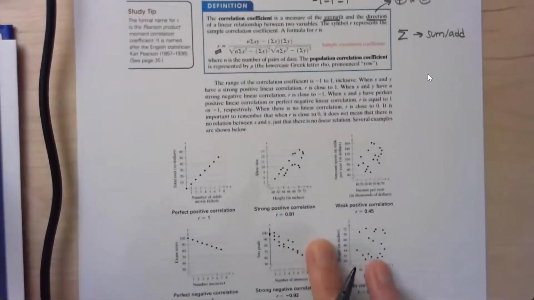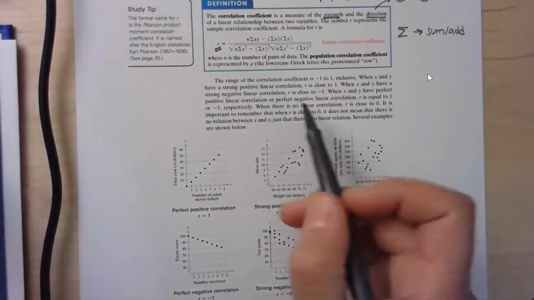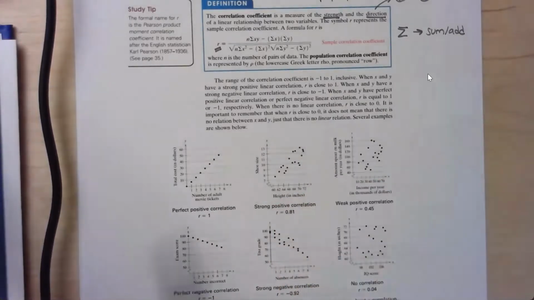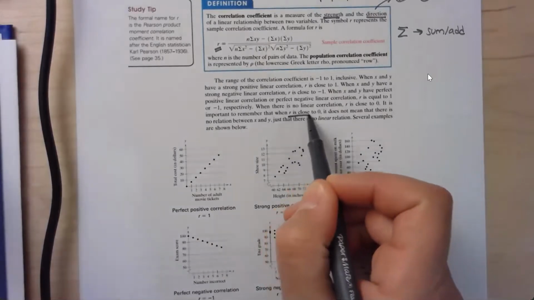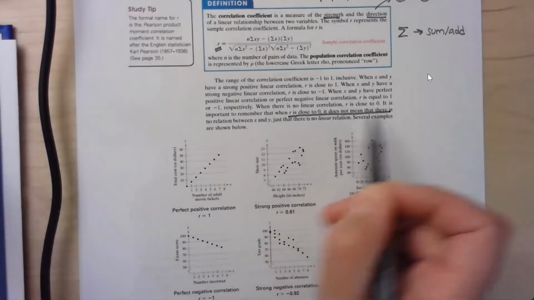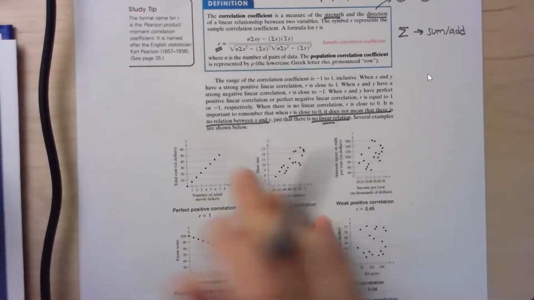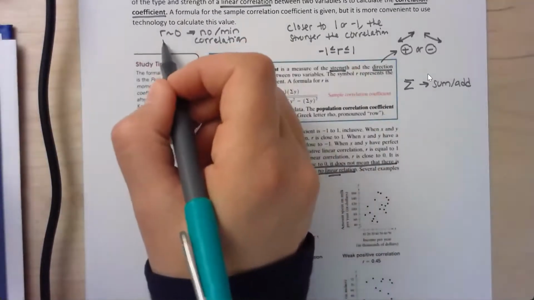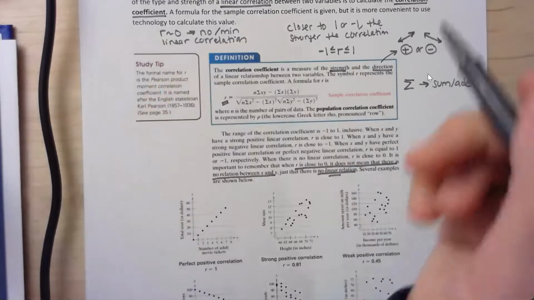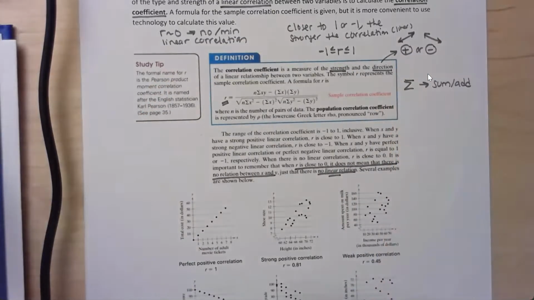Okay, here are just some examples as well. Other thing to note, again, when there's no linear correlation, r is close to 0. It is important to remember, though, that when r is close to 0, it does not mean that there is no relation at all between x and y, just that it is not linear. So let me clarify that here. So no or minimal linear correlation here. And again, we're talking about linear correlation in both of these cases.